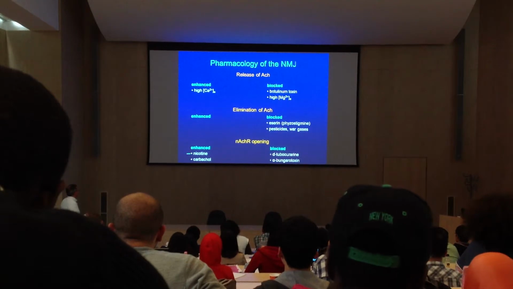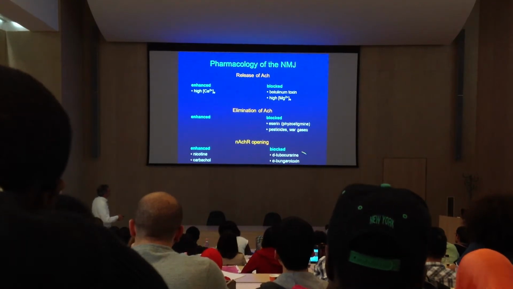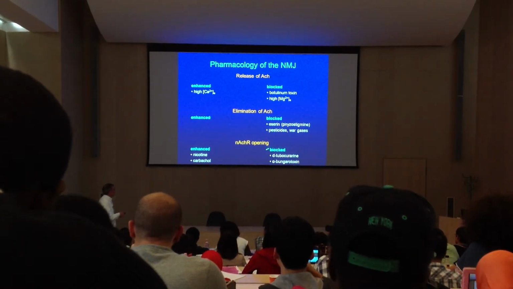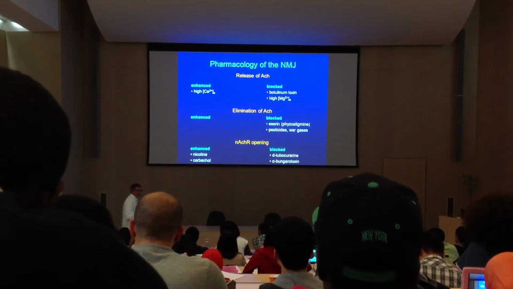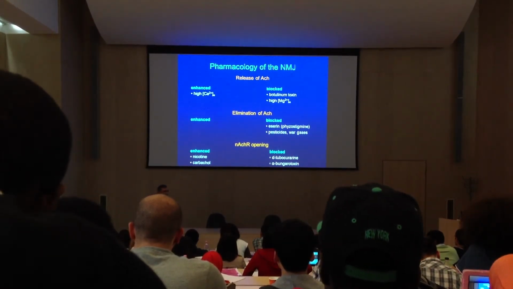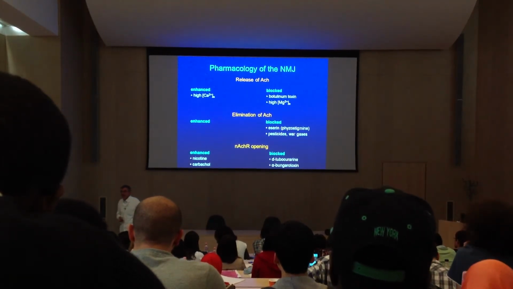Carbachol is a special acetylcholine analog which the esterase does not block. It can be blocked by certain toxins in nature. Curare is a toxin used by the natives in South America. They put this poison onto their arrows.